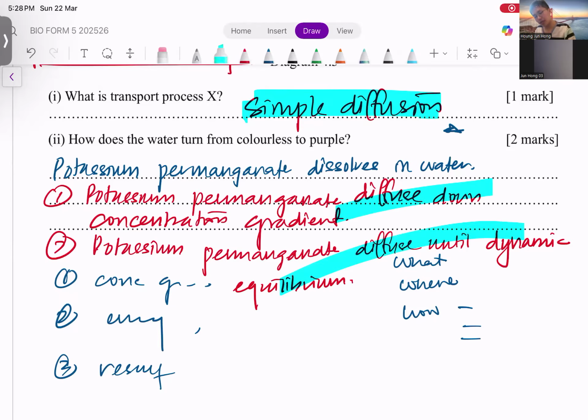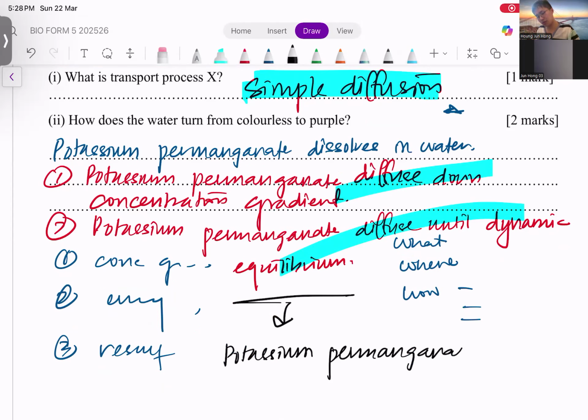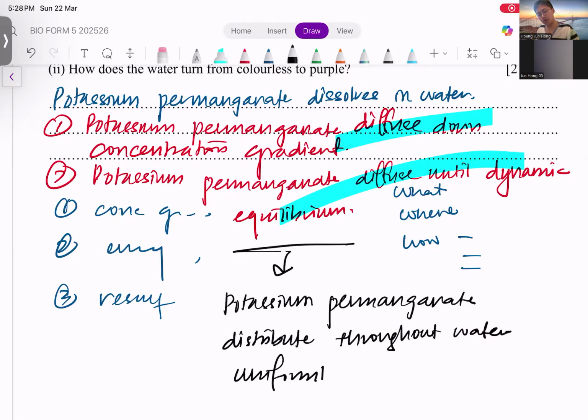Okay, cool. Finally, just a quick conclusion. You can also quickly say, in short, what happened here? Basically, your potassium permanganate distributes throughout the water. This is a short conclusion: it distributes throughout the water uniformly. Okay, that's it. Let's move on to the next question.